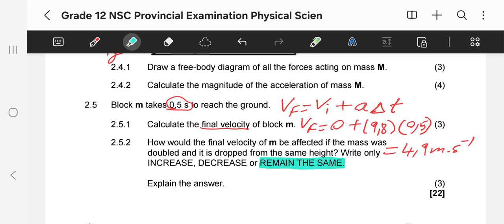I hope we understand that, guys. So this means that if we were to change height, it would also obviously affect the time, because more height means more time for the object to get to the ground. So time can also affect the final velocity, but only if the height is changed. However, mass has no effect on this. Okay, mass has no effect on this. So that's how we should answer that question.